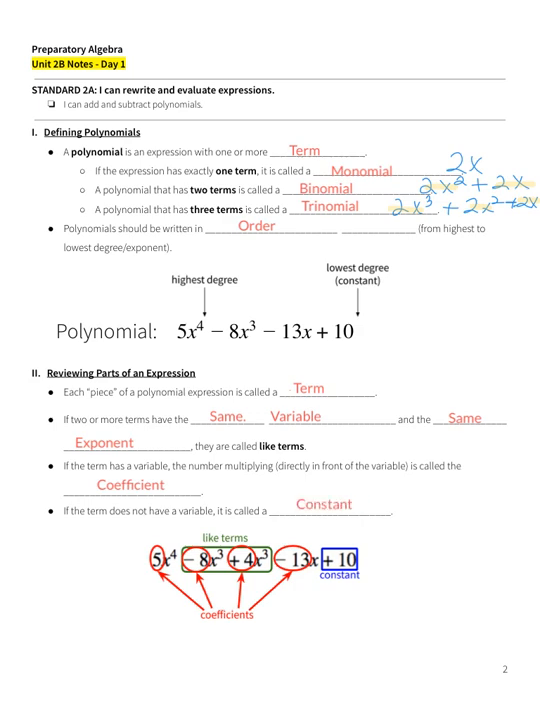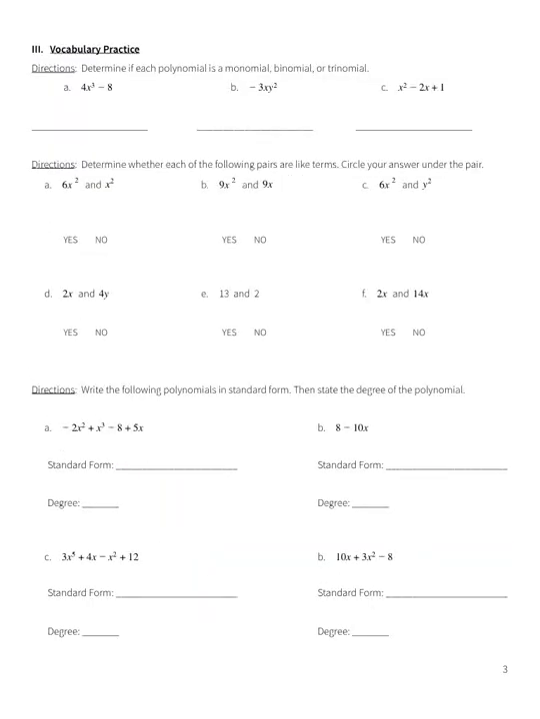Okay, hopefully you have this all written down. This should be a little bit of a review for you, but if you don't remember, it's okay. We're going to keep practicing. The first thing we're going to practice is determining if each polynomial is a monomial, binomial, or trinomial. So if we look at this first one, we have 4x to the 3rd power, or 4x cubed, minus 8.